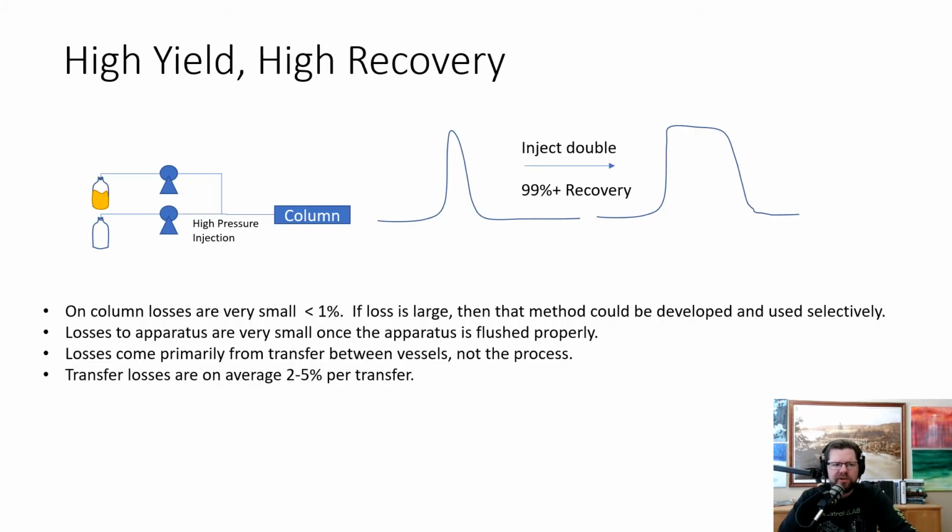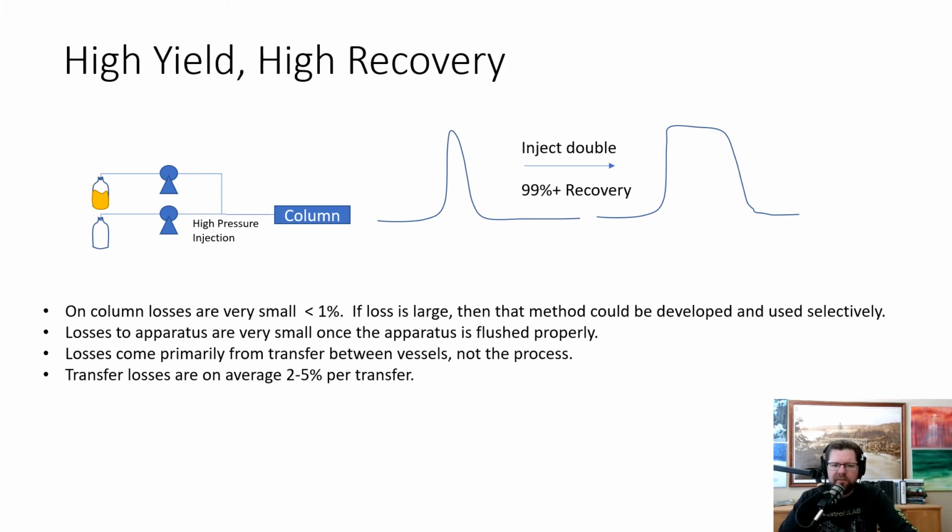So here's an illustration of the high yield, high recovery aspects of chromatography. Basically, here's your sample and you're injecting it on with an injection pump. We do high pressure injection. Here's your main pump, it's pumping in, and then the column is separating. So you can see you're getting out one peak here. If you inject double, you get 99% recovery.